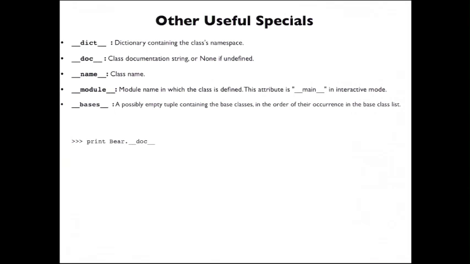This is obviously fairly rich. We're not going to have time to go into all of it, just show you a couple things. So if I print Bear.__doc__, that's basically the doc string. If I print __name__, it's just Bear. If I print the module, it's __main__. Why do you think that is?